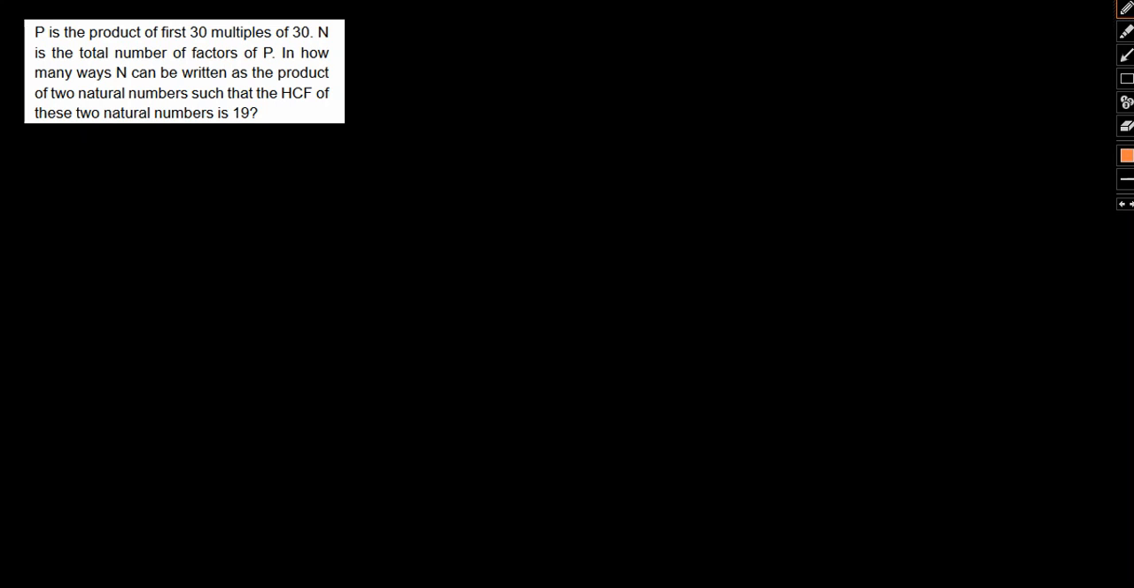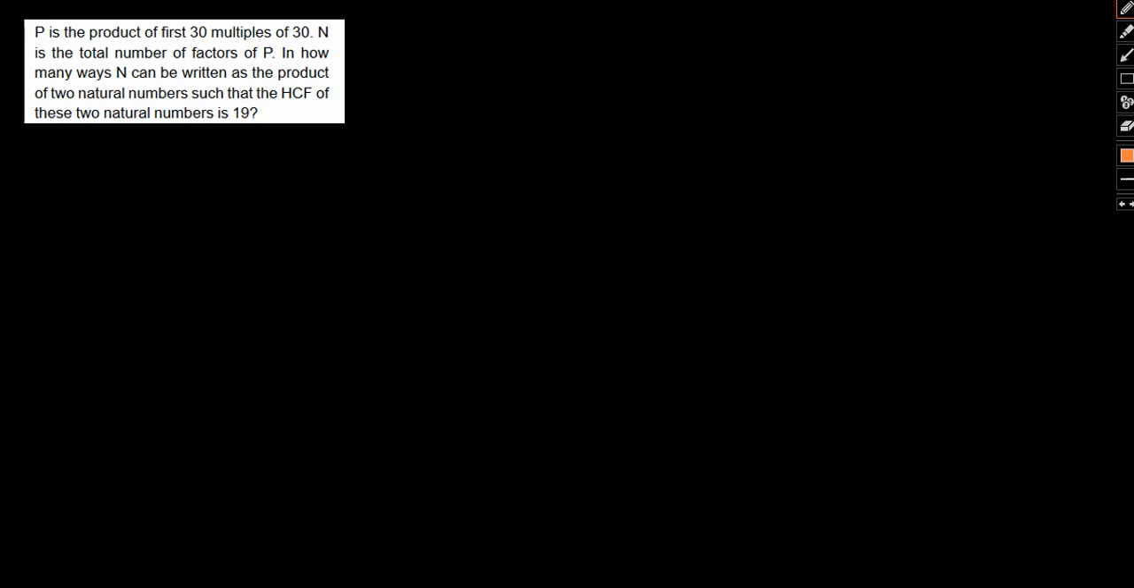P is the product of first 30 multiples of 30. N is the total number of factors of P. Okay, in how many ways can N be written as the product of two natural numbers such that the HCF of these two natural numbers is 19? Okay, so P is the product of first 30 multiples of 30.